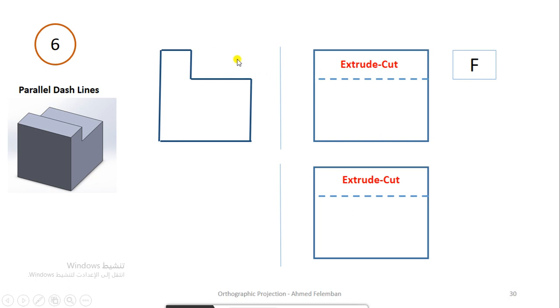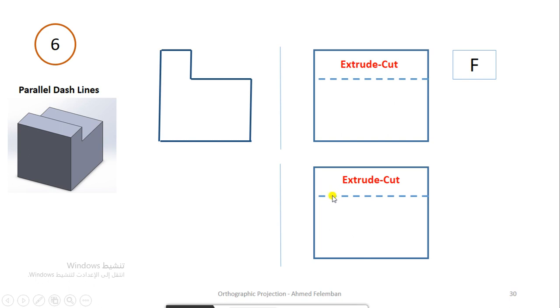Okay, so behind it. So we know that this is the front, this is the left side, and this is the right side. Okay, so there is an extrude cut here. Okay, there is another probability.